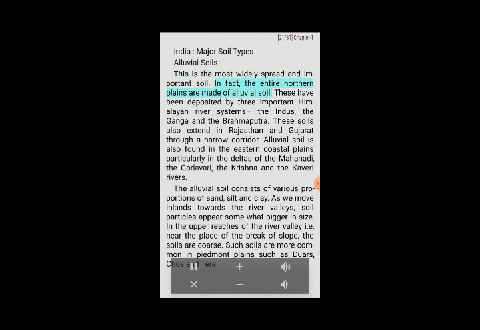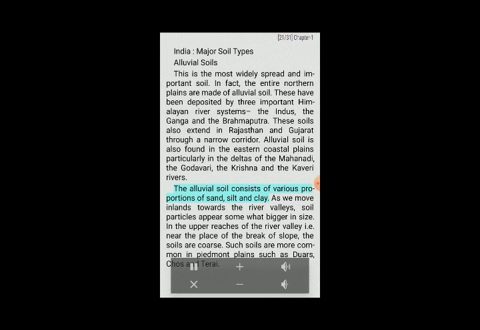In fact, the entire northern plains are made of alluvial soil. These have been deposited by three important Himalayan river systems, the Indus, the Ganga and the Brahmaputra. These soils also extend in Rajasthan and Gujarat through a narrow corridor. Alluvial soil is also found in the eastern coastal plains, particularly in the deltas of the Mahanadi, the Godavari, the Krishna and the Kaveri rivers.